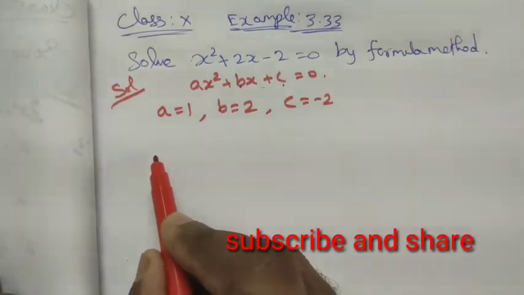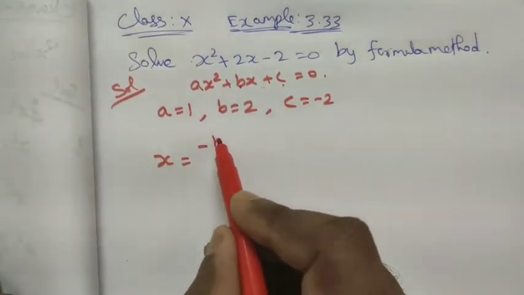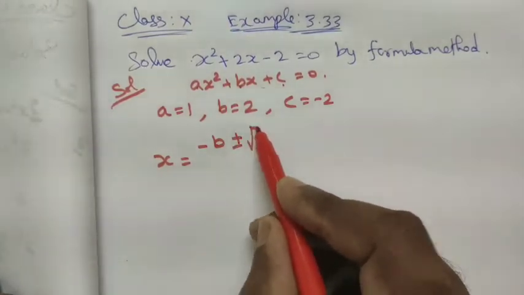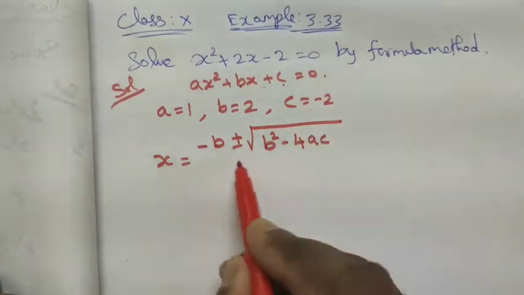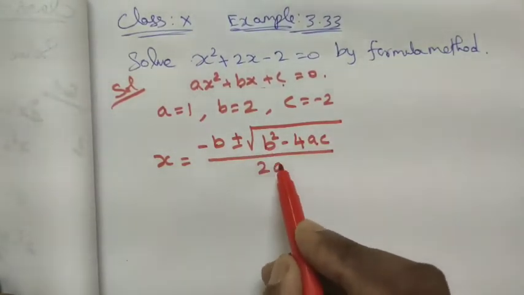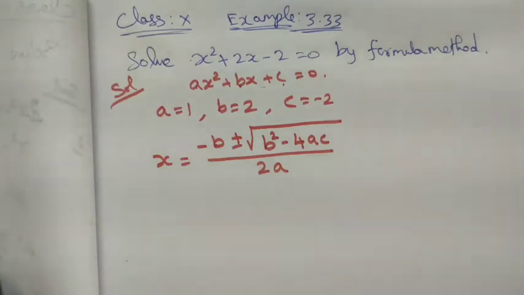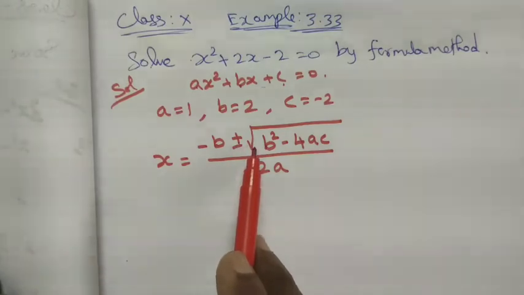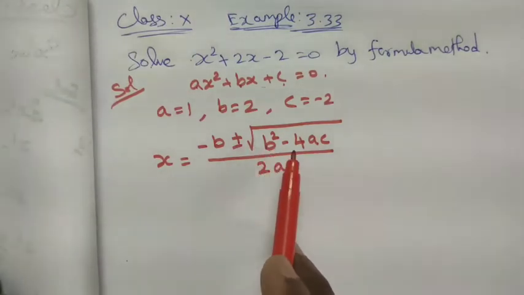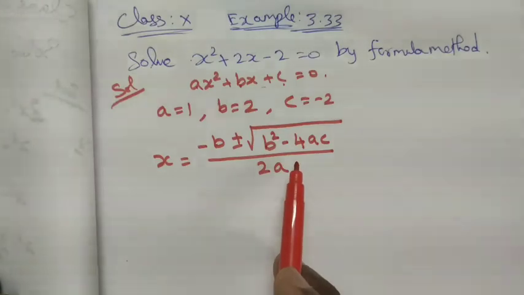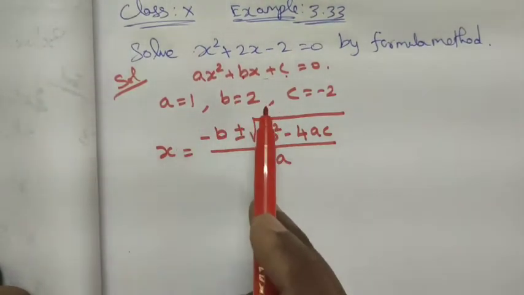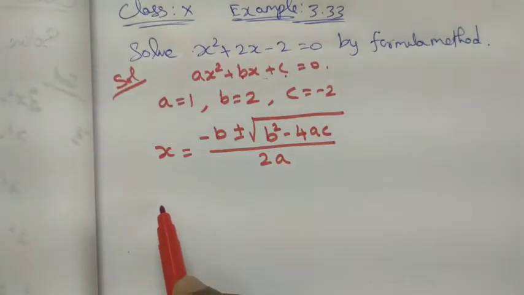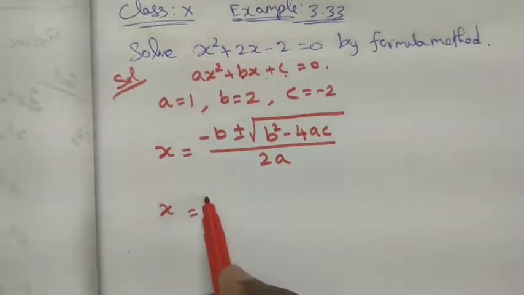What is the formula for this? x is equal to minus b plus or minus root of b² minus 4ac, whole divided by 2a. It is the formula. That is x equal to minus b plus or minus root of b² minus 4ac divided by 2a. Now, the values we found for a, b, c should be applied in this formula, right?